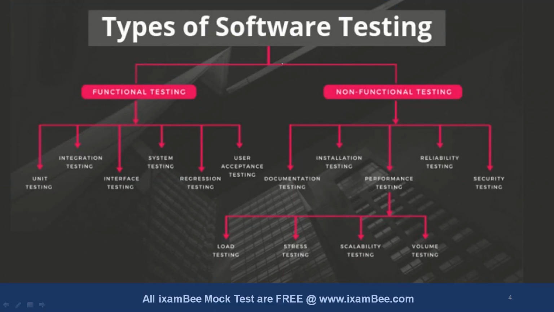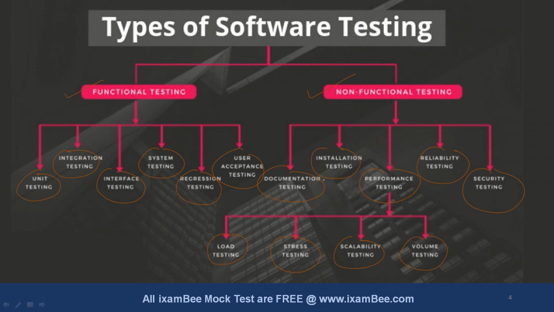The next thing is the types of software testing. There are two types of software testing in the classification: one is functional and the other is non-functional testing. In functional testing, we have unit testing, integration testing, interface testing, system testing, regression testing, and user acceptance testing. In non-functional, we have documentation testing, and under performance testing, load testing, stress, scalability and volume testing will be done. Then we have installation testing, reliability testing and security testing.